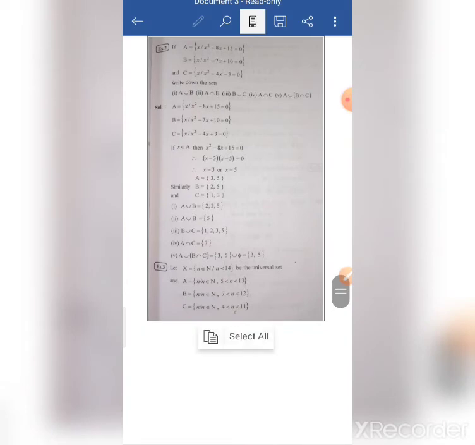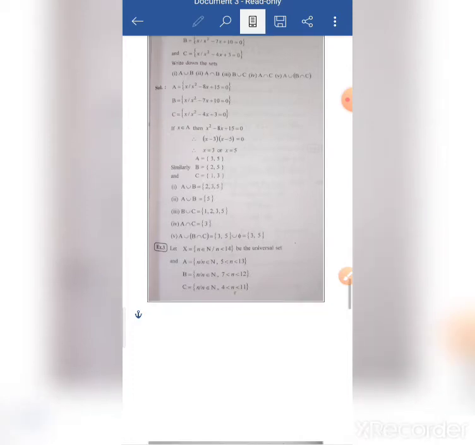Let A be the set of x such that x square minus 8x plus 15 equals 0, this quadratic equation. You already know how to solve it: x square minus 8x plus 15 equals (x minus 3)(x minus 5). So this set has roots x equal to 3 and 5. Similarly, x square minus 7x plus 10, the factors of 10 are 2 into 5, means x equals 2 and 5. Here x square minus 4x plus 3 equals 0.